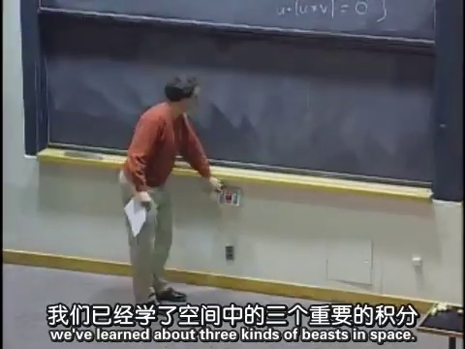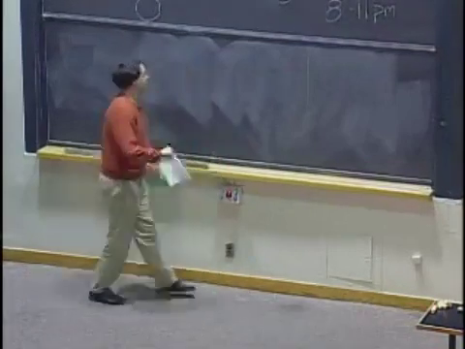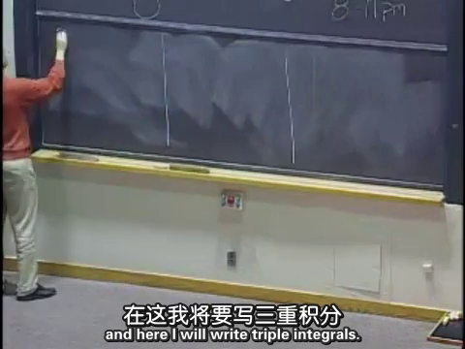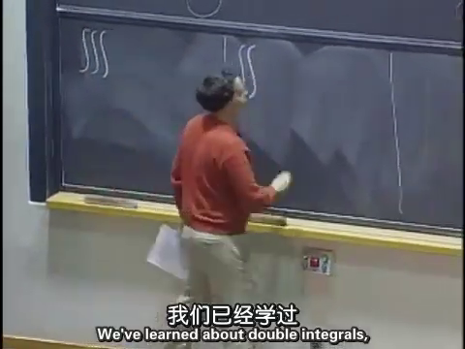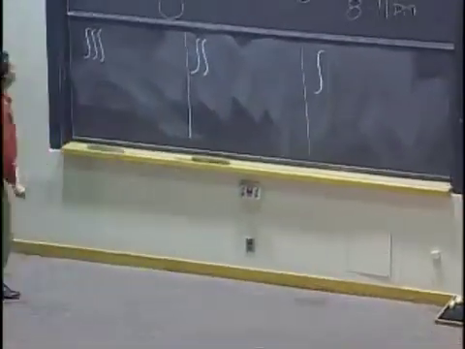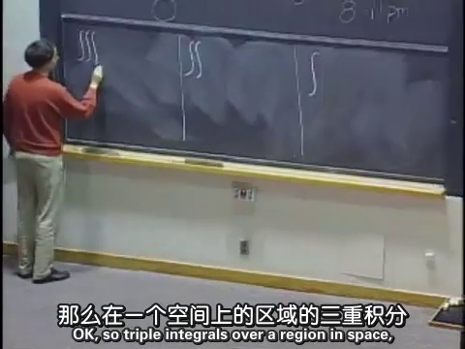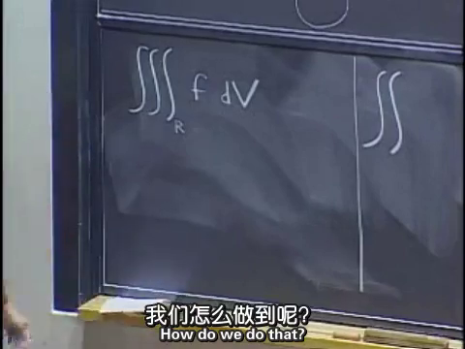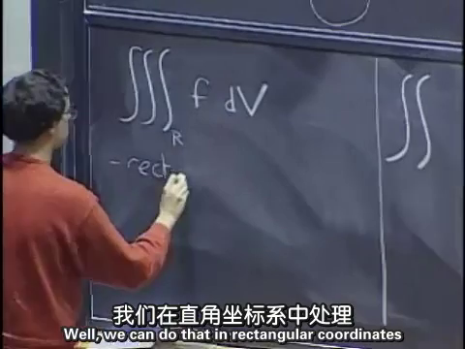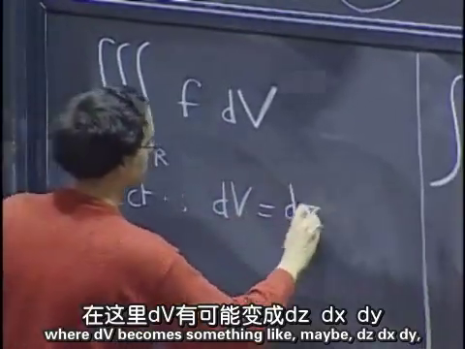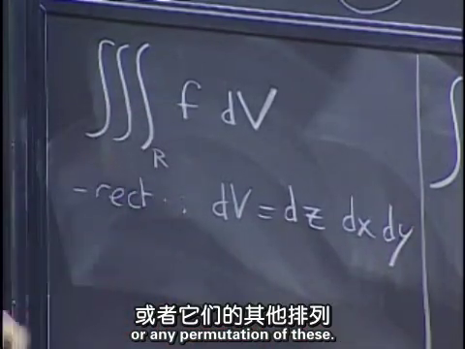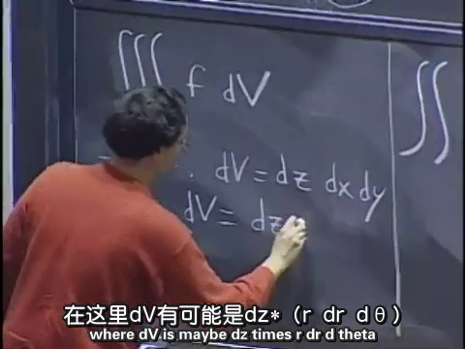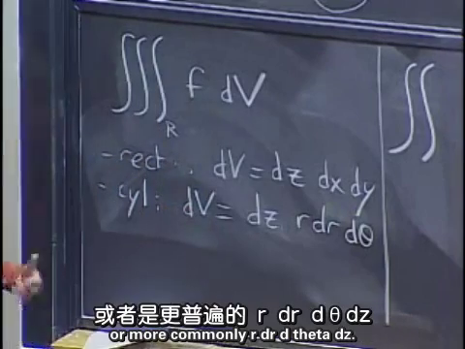So at this point, we've learned about 3 kinds of beasts in space. Okay, so I'm going to divide my blackboard into 3 pieces. And here I will write triple integrals. We've learned about double integrals, and we've learned about line integrals. Okay? So triple integrals over a region in space, we integrate a scalar quantity dV. How do we do that? Well, we can do that in rectangular coordinates, where dV becomes maybe something like dz dx dy, or any permutation of these. We've seen how to do it also in cylindrical coordinates, where dV is maybe dz times r dr d theta, or more commonly r dr d theta dz.